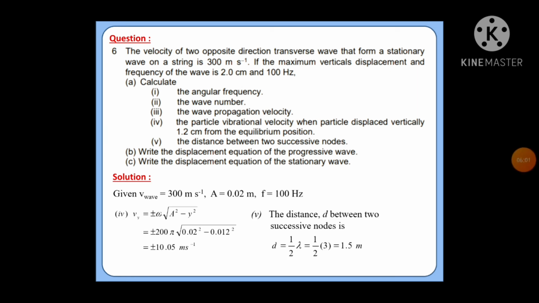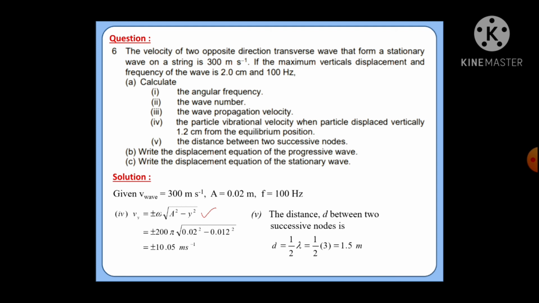For question number 6A4, we need to calculate the particle vibrational velocity when the particle is displaced at 1.2 cm from the equilibrium position. For this purpose, we will use the particle vibrational velocity, which is equal to plus minus omega square root of a squared minus y squared. We substitute the y, which is 0.012 meter, and you will get that the particle vibrational velocity is equal to 10.05 meter per second.